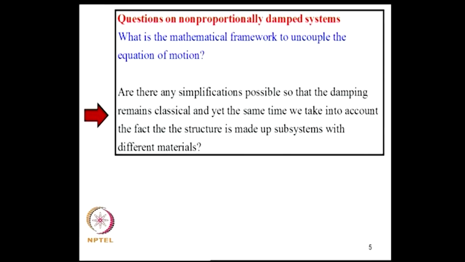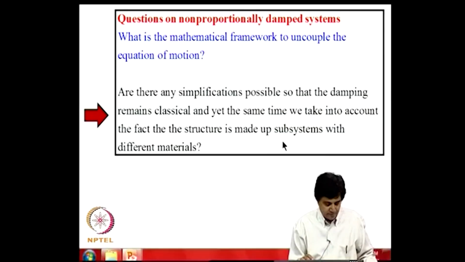Now, we posed two questions in our discussion on non-proportionally damped systems. The first one was, what is the mathematical framework to uncouple the equation of motion? This we have now answered. There is another question that needs some discussion: are there any simplifications possible so that the damping remains classical, and yet at the same time we take into account the fact that the structure is made up of subsystems with different materials? So, how do we approach this?